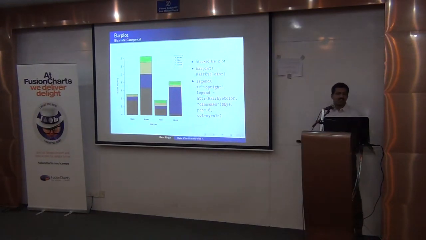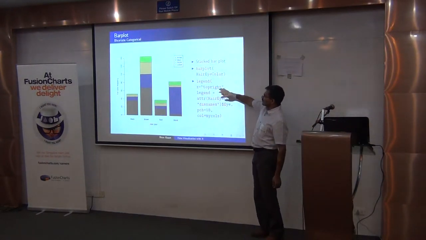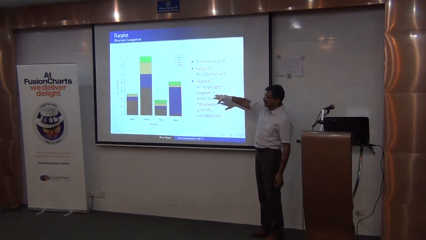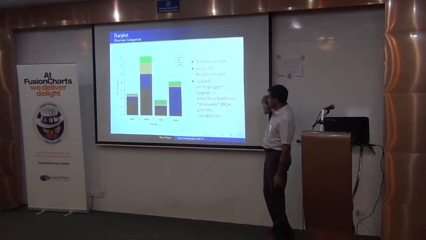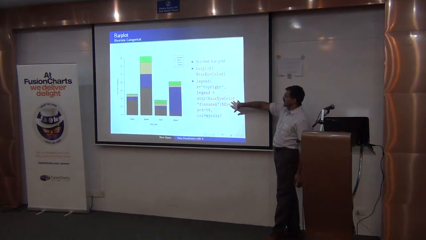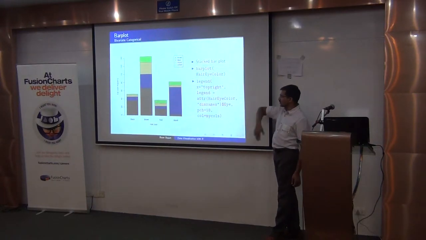Then I added a legend on the right hand top. So this is how you add a legend. You can actually specify the x and y coordinates here, or you could just say top right, top left, and so on. And we'll just put it there. The legend says attributes of HairEyeColor. So what are the attributes of that?